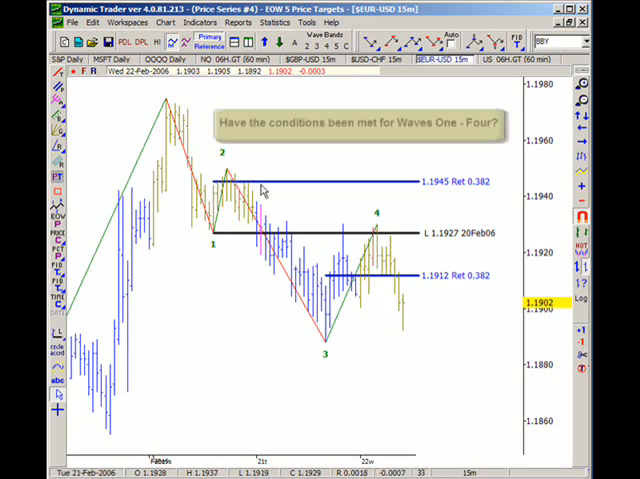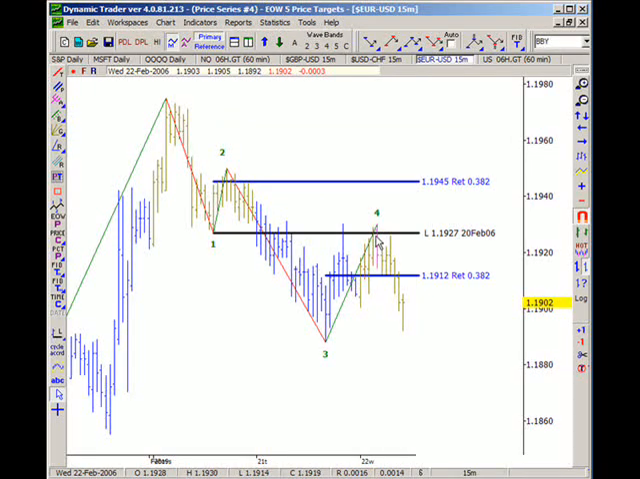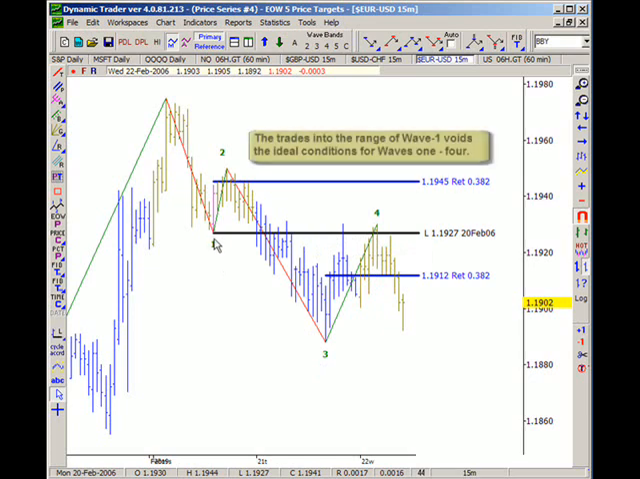Well, the wave 2 made at least a 38% retracement. Wave 4 made greater than a 38.2% retracement. But notice how it traded over 3 bars above what was the wave 1 low. So that voids the ideal conditions for a 1, 2, 3, and 4 because it's traded into the range of the wave 1. So is this a 4 and is it going to make a 5-wave decline?